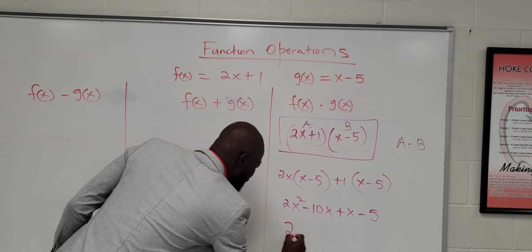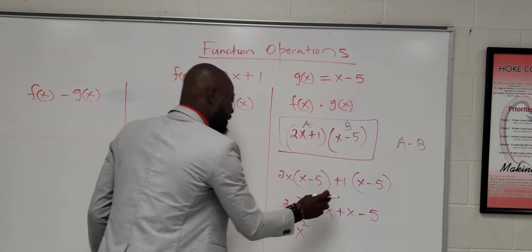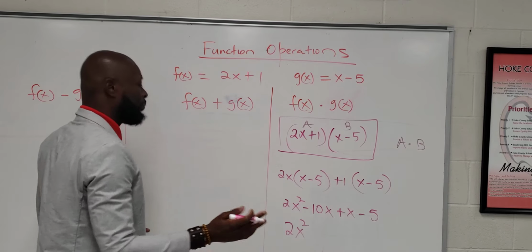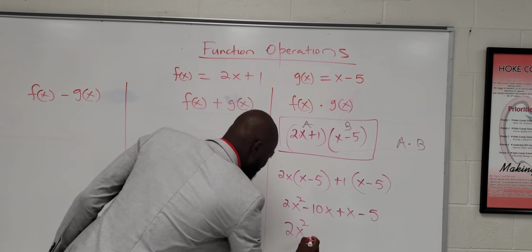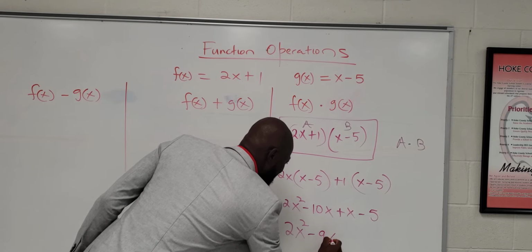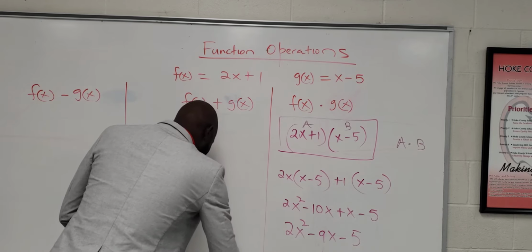Okay, so we have 2x squared and the negative 10x plus x, those are like terms. So it's going to be 2x squared minus 9x minus 5. And that is your answer.